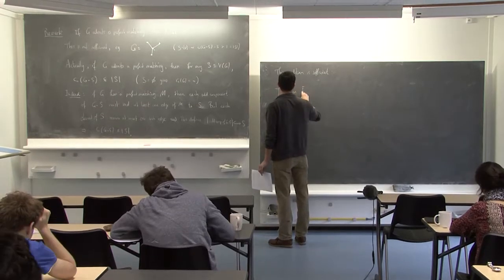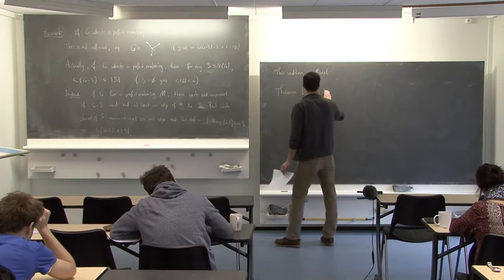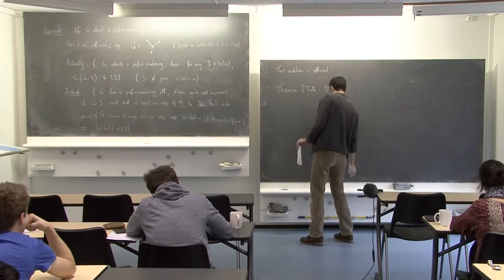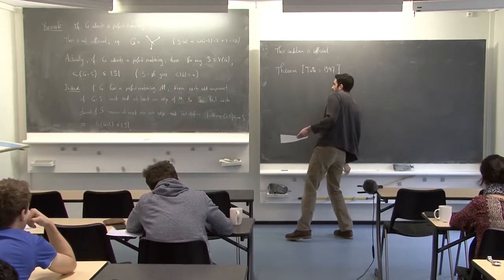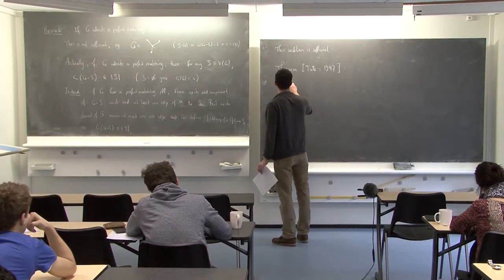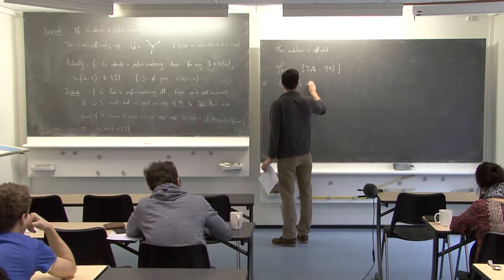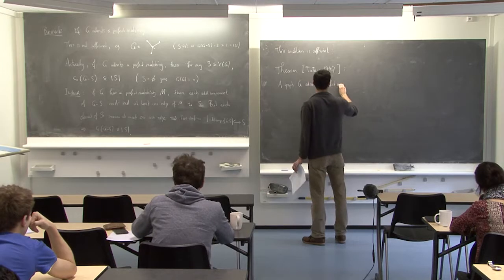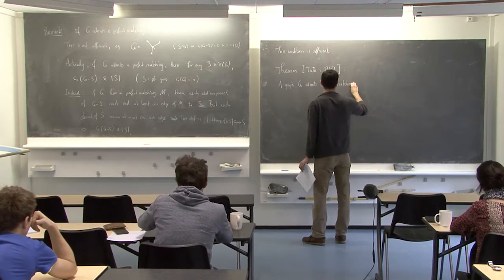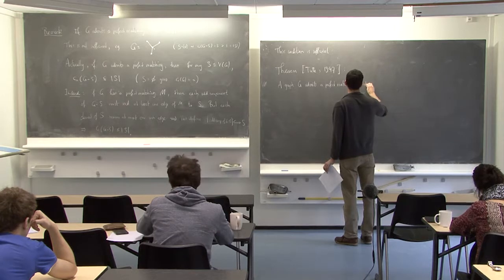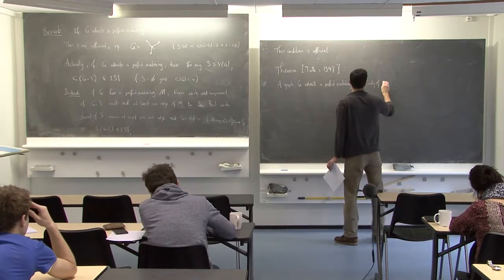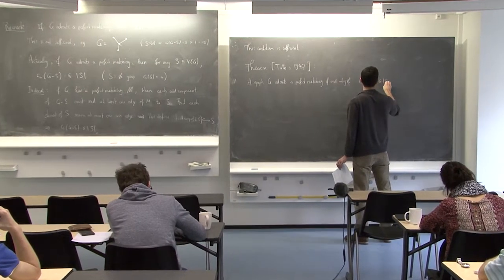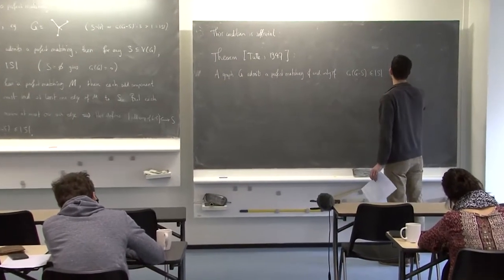Theorem, Tutte, around 1947, that's right. A graph G admits a perfect matching if and only if CO of G minus S is smaller or equal to the cardinality of S for all subsets S of vertices.